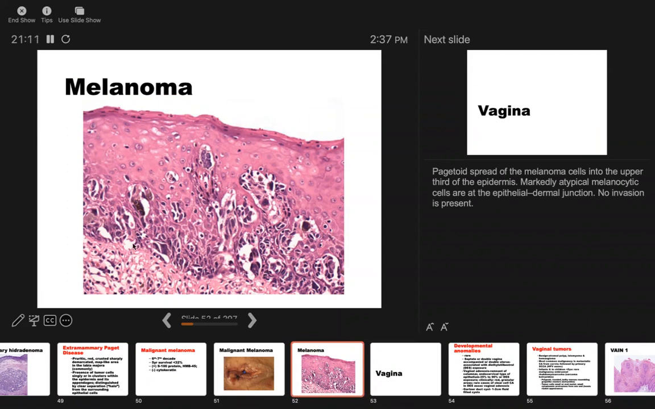This is actually what you call the dermal-epidermal junction. And as you can see, the growth of the tumor is in the epithelial side and not basically in the underlying dermis. So this is an example of an in situ lesion.